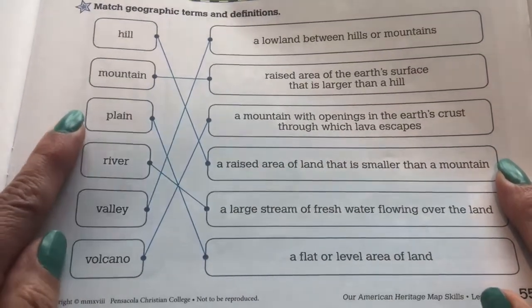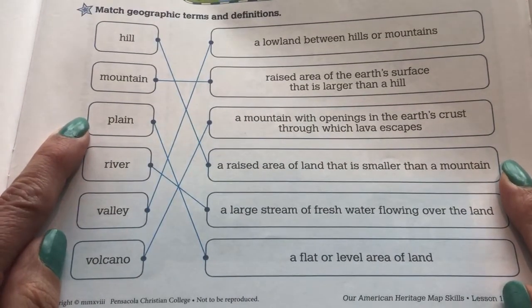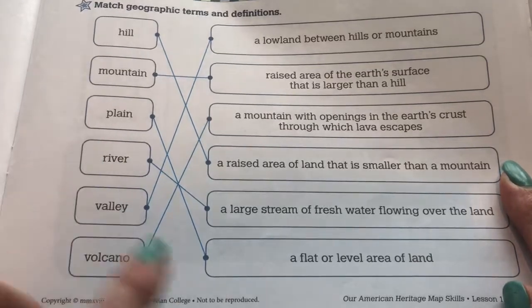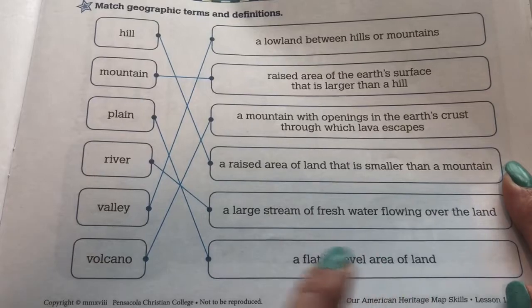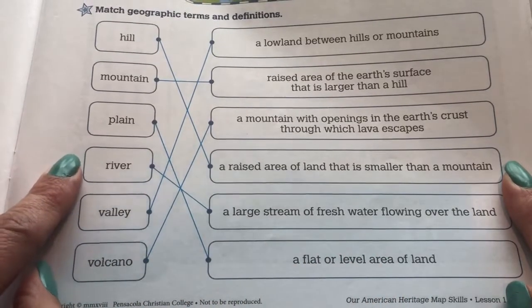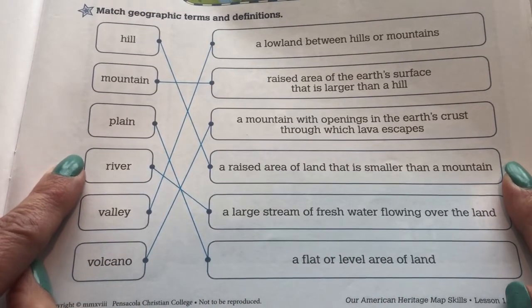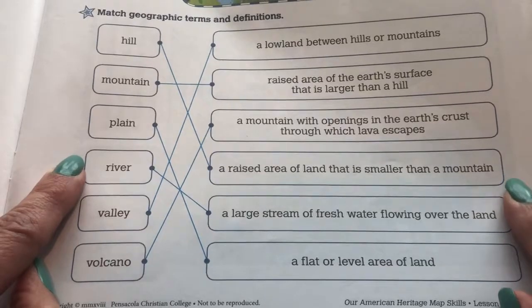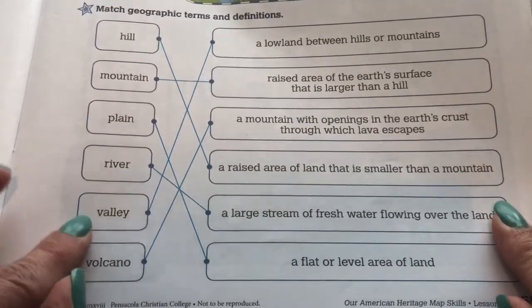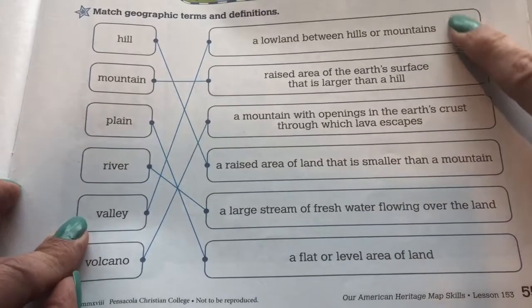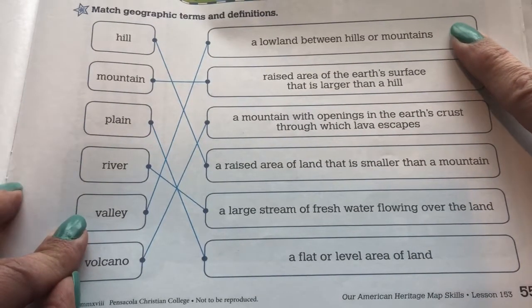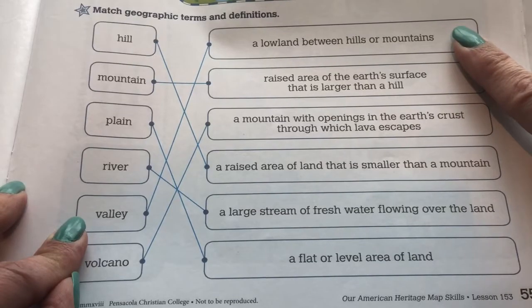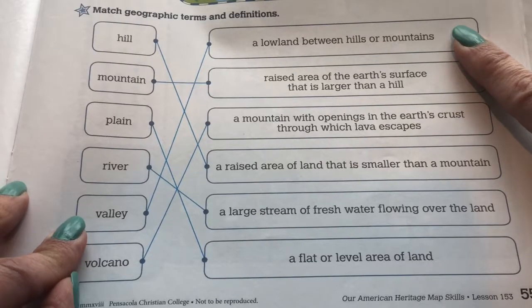Another land feature is called a plain. And if you think of plains, they're really flat. So that's the last one, a flat or level area of land. River. I'm sure everyone got this one. A large stream of fresh water flowing over the land. A valley is all the way up here at the top. A lowland between hills or mountains. We saw some valleys there at the top of our paper.